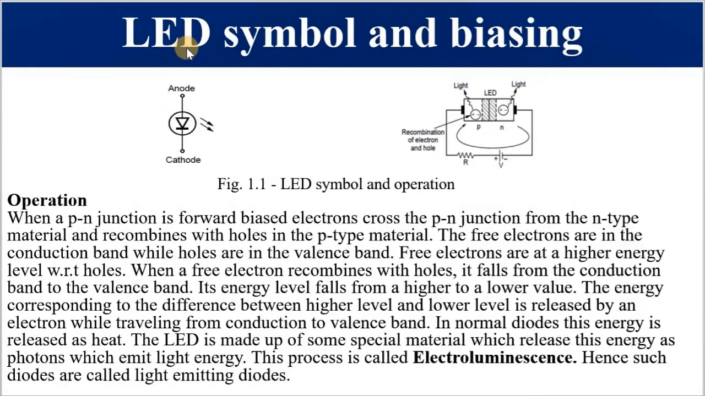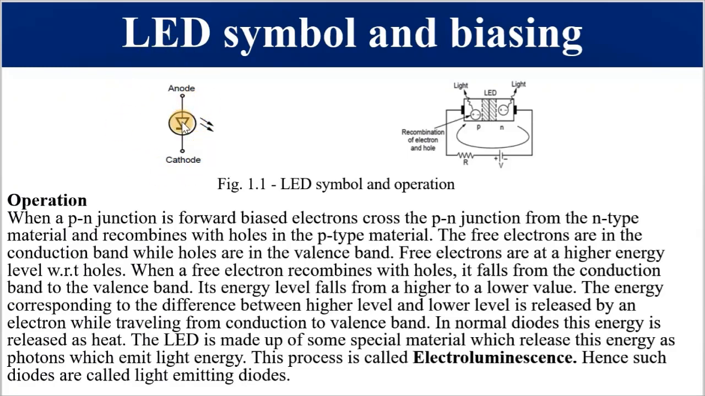Light emitting diode symbol and biasing. This is the symbol of a light emitting diode. It is also correct to leave this. This represents the housing or the casing, the glass casing which enables you to see the light being emitted by the diode. As you can see, this is important. Actually, this differentiates it from a rectifier diode or from an ordinary PN junction diode. This is showing that this PN junction diode emits light, hence it is called a light emitting diode.